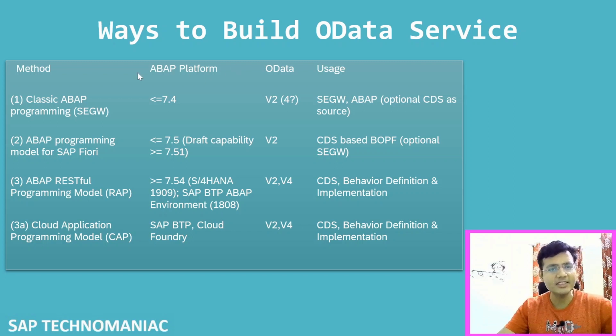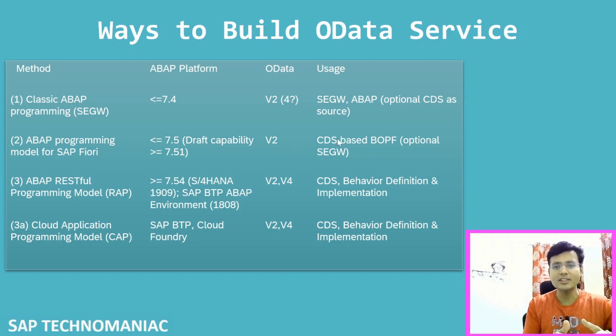If you see my screen, the classical ABAP we used to do in SCGW, where we create the SCGW. Till now, we have learned about the SCGW only. We have created each and every OData service using the SCGW only. Now, the ABAP programming model for SAP Fiori is a newer version, where we write our ABAP programming for the SAP Fiori application. For that, you can use CDS views.